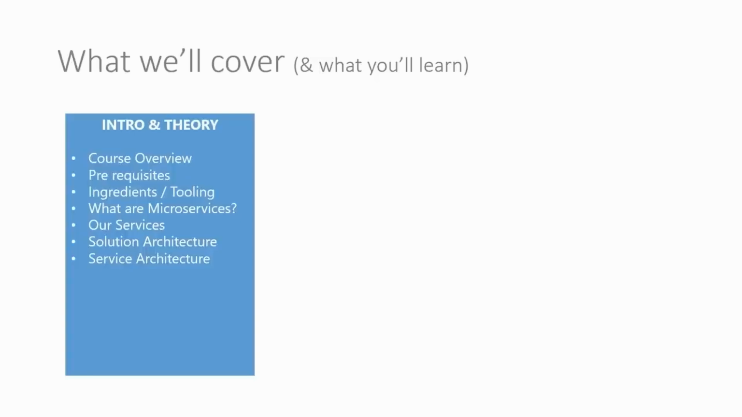Okay, let's go through the course overview. Just FYI, there are 9 sections, 9 parts to the course, so we're just going to go through those now. The first part is our introduction and theory, so we go through the course overview, which we're doing now. Some prerequisites, which aren't mandatory, but kind of nice to have. The ingredients and the tooling that you'll need if you want to follow along. We then move on to some theory: what are microservices, and why you would choose to use them. We look at monoliths and why you would and would not use them as well. We then look at the services that we're going to build out. We do an overview of our solution architecture, and then we look at our service architecture, so how we're actually going to build our services out.